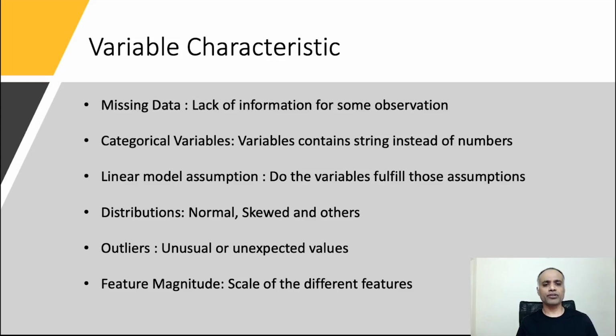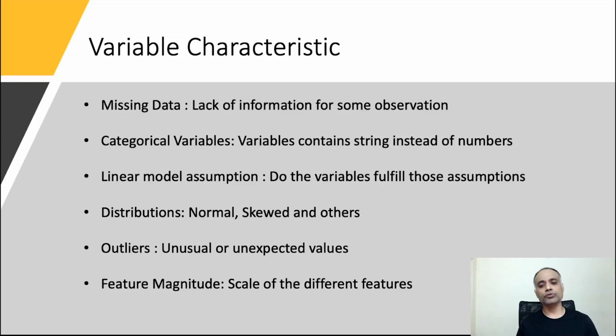One of the variable characteristics is missing data. Missing data means that in one of the rows certain column values are missing. In the case of categorical variables, the variable contains strings instead of numbers. We know that mathematical formulas always understand numeric data, so the challenge is how we can convert this categorical data to numeric data. And if we keep an order, we need to think about whether the order matters or doesn't matter.